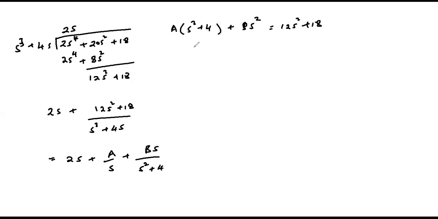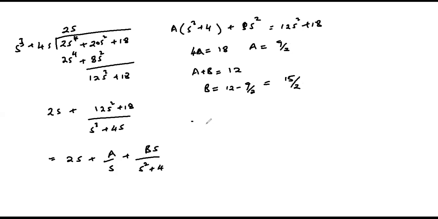From this, we notice our constant on the left is 4A, which will be compared to 18 or be equal to 18, from which our A will be 9 over 2. Our A plus B, being the coefficients of S squared, will be equal to 12, from which B is 12 minus A, which is minus 9 over 2, and this gives us 15 over 2.